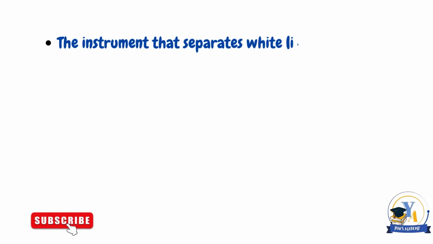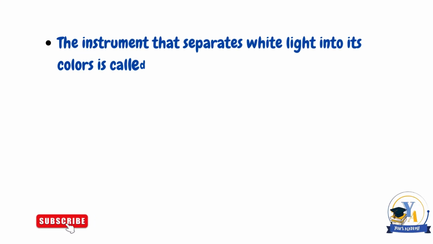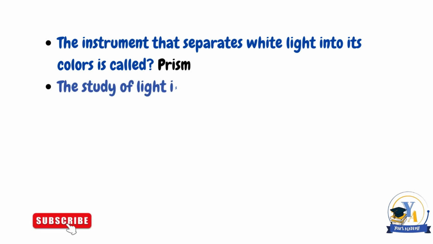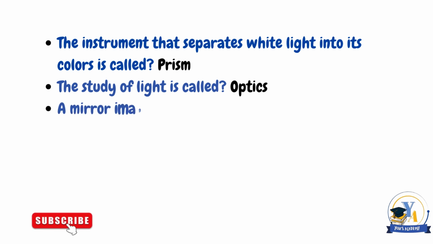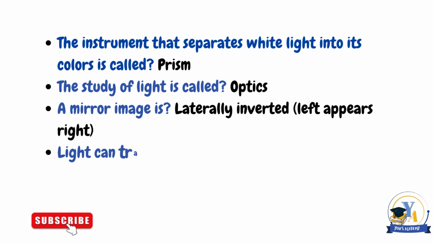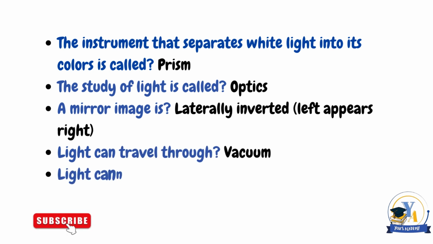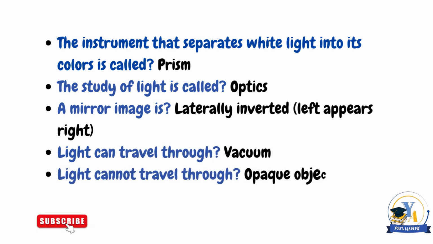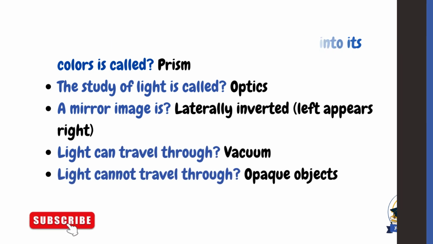The instrument that separates white light into its colors is called prism. The study of light is called optics. A mirror image is laterally inverted. Left appears right. Light can travel through vacuum. Light cannot travel through opaque objects.